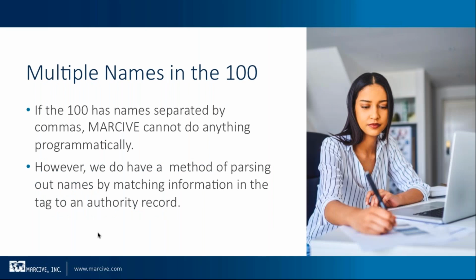Sometimes vendor records for online resources have several main entries in the 100 field when they should be parsed out into separate fields.